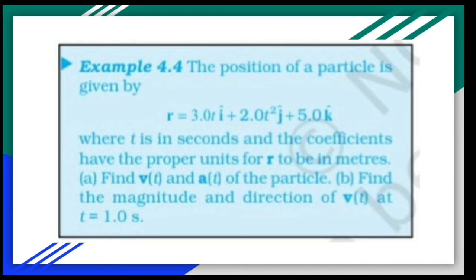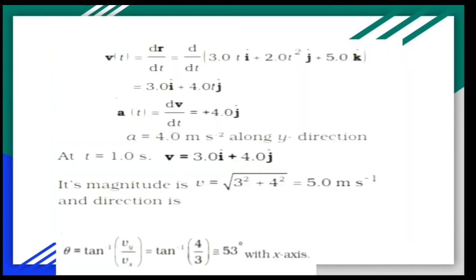So how will we find? Very simple. Vector v is equal to dr by dt and vector a is equal to dv by dt. So we have to do differentiation. Okay, so first we have v of t equal to dr by dt equal to d by dt of (3t i plus 2t square j plus 5 k).